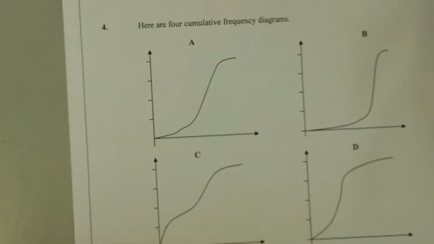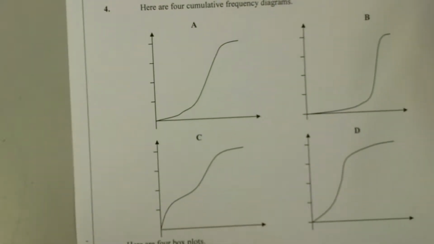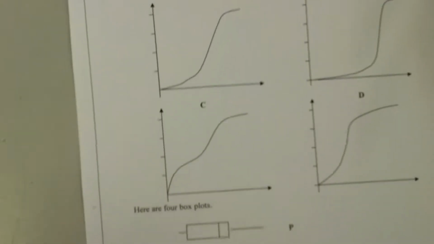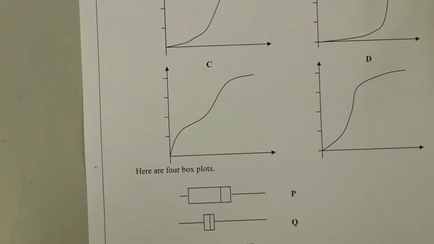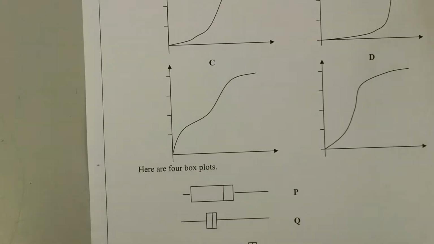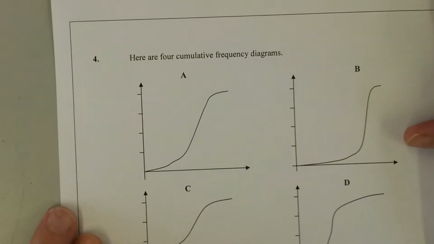Okay, this is question 4 with the topic area, box plots and cumulative frequency curves. This one's quite interesting because it compares the cumulative frequency and the box plots together. I'll just read the question out.